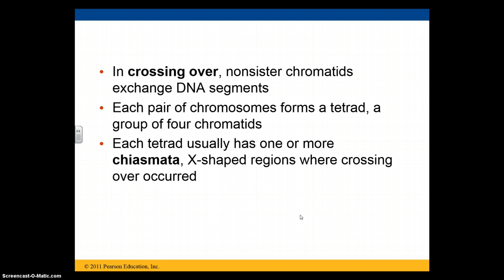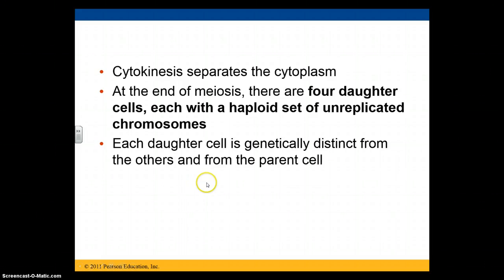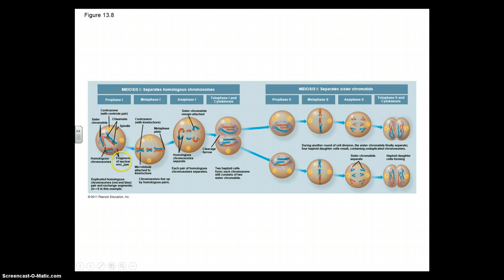So in crossing over, we have non-sister chromatids that exchange DNA segments. So those non-sister chromatids are homologous. Each pair of chromosomes is going to form a tetrad, which is a group of 4 chromatids. And each tetrad usually has 1 or more what are called chiasmata, and they're the X-shaped regions where crossing over has occurred. So if you look back here, see where the crossing over is actually occurring here? That's called the chiasmata.